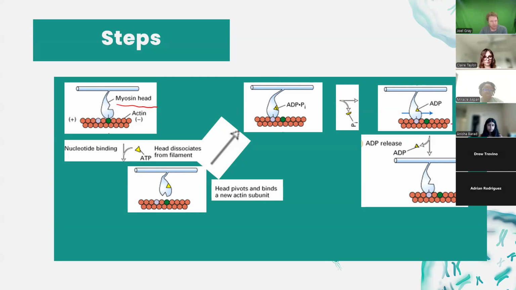And what's going to happen to this myosin head group is it's going to bind the molecule ATP. Now, I've mentioned ATP previously. We mentioned it in the context of the mitochondria. ATP is your energy currency.